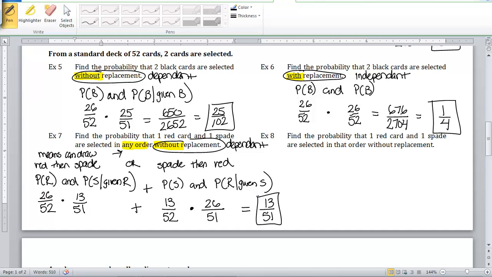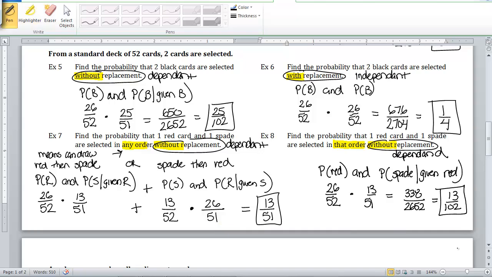Please now pause the video and do example 8. In example 8, notice that again, you are not replacing, and here we are doing the cards in a specific order. So you don't have the second possibility to worry about in example 8. You'll notice we basically just took this first situation and multiplied them and simplified. And that gave us 13 out of 102.